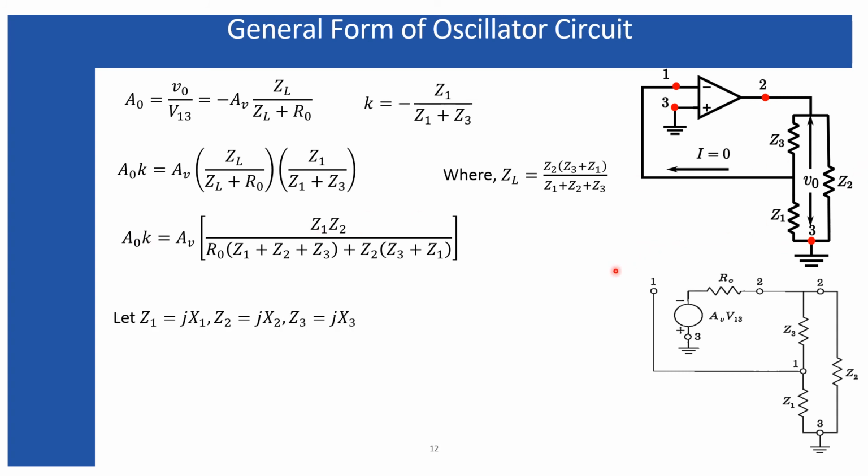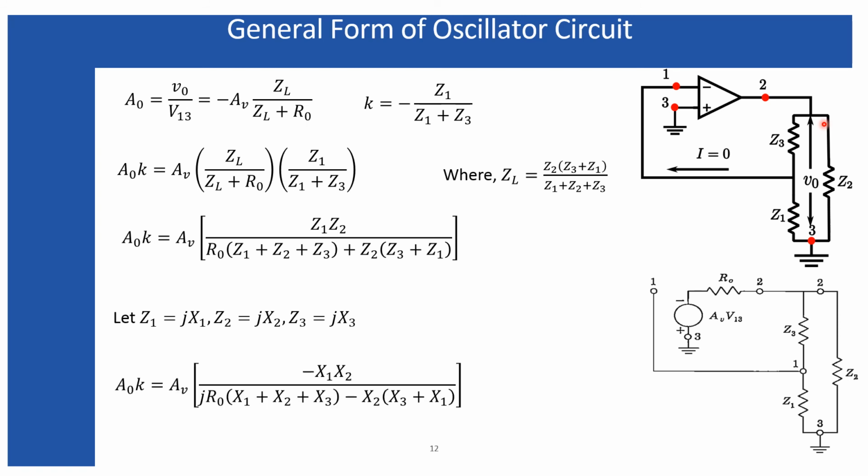As I told, all these three Z1, Z2 and Z3 are basically the reactive elements. That means either capacitor or inductor. We have to find out which one is capacitor and which one will be the inductor to produce the oscillation. So in general, I am considering Z1 as jX1, and jX2 and jX3 for Z2 and Z3, and I am replacing in this expression.